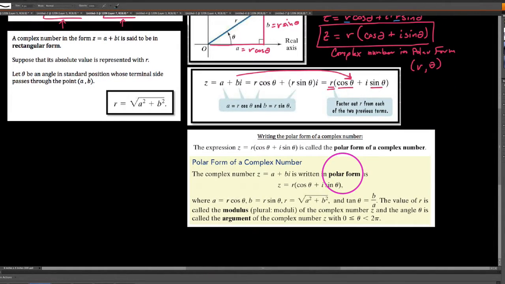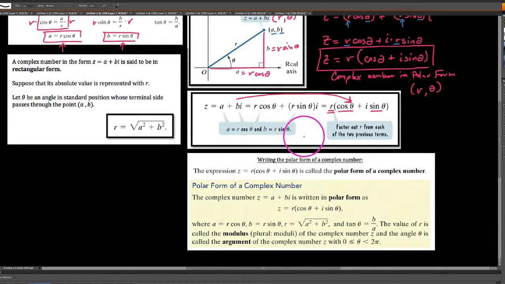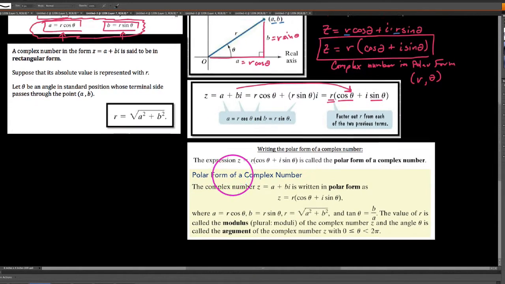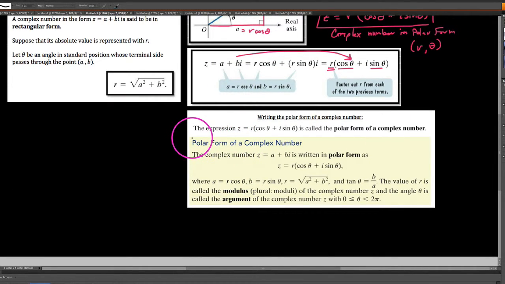And here's what we're going to work on essentially. If we're given some number in standard form, rectangular form, a plus bi form, could we rewrite this into polar form? That is going to be our primary concern here. The way we're going to do that is to borrow from these two definitions over here that say your a value would be r cosine theta and your b value would be r sine theta. We're also going to draw a picture here. But most importantly, the polar form of a complex number is r times cosine theta plus i sine theta.